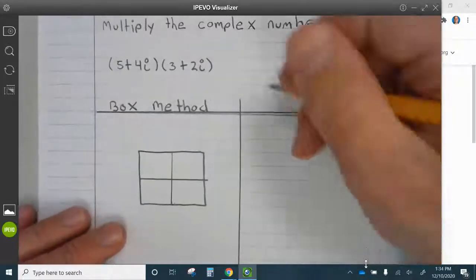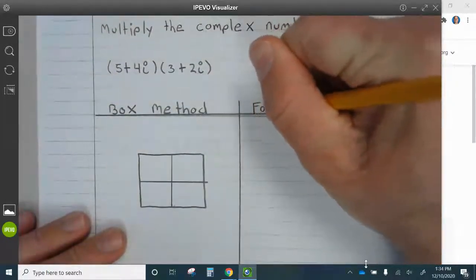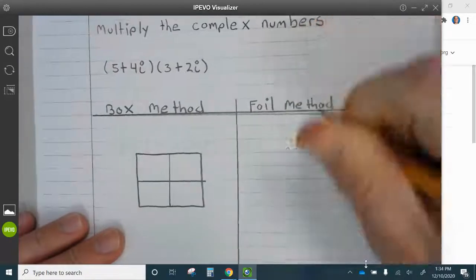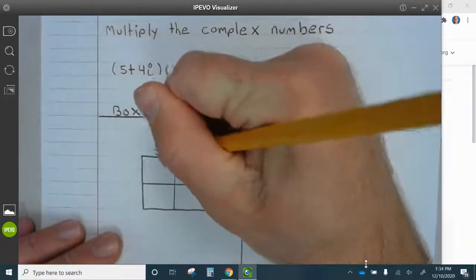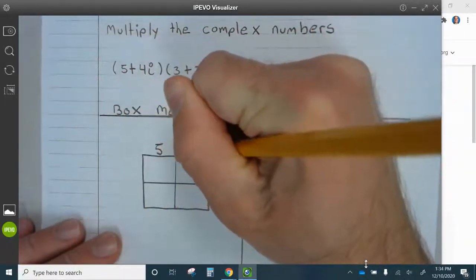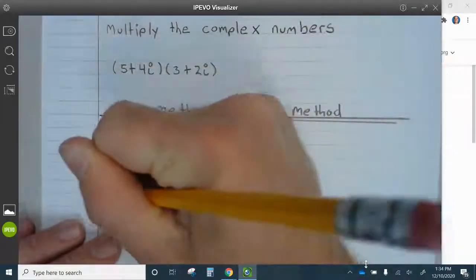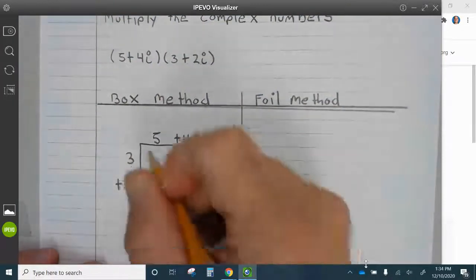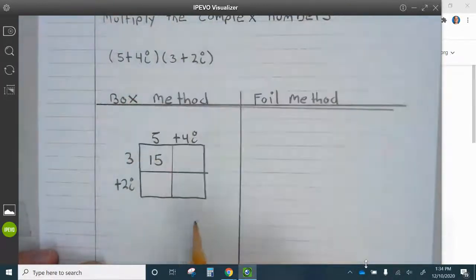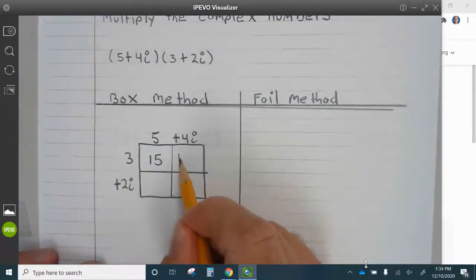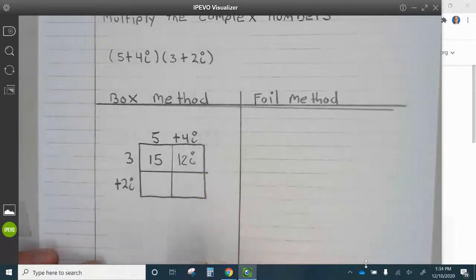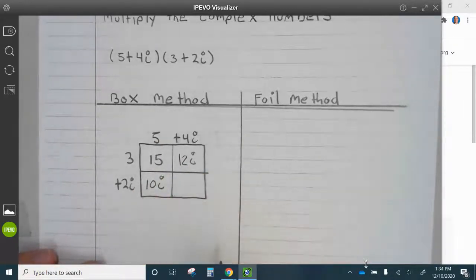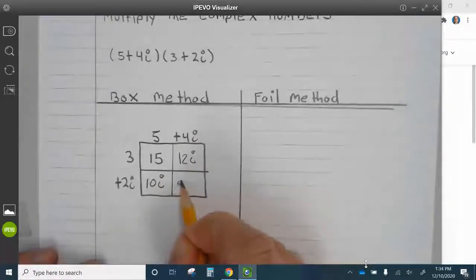Then I'm going to show you the FOIL method, and then you can decide which method you prefer to answer this question. Okay. Now box method, 5 plus 4i, 3 plus 2i. Okay. Well, 3 times 5 is 15. 3 times 4i is 12i. 2i times 5 is 10i. 2 times 4 is 8.